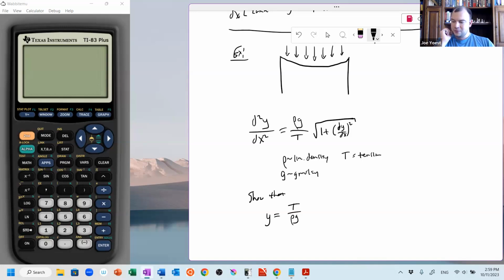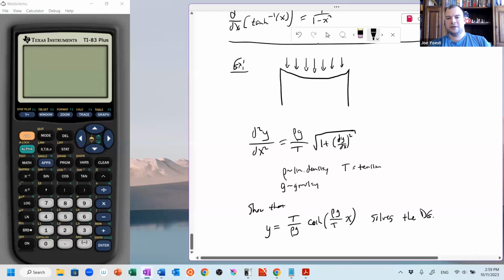y equals T over rho g, hyperbolic cosine of rho g over T x, solves the differential equation. So we get a hyperbolic trig function as the solution for this hanging curve here.